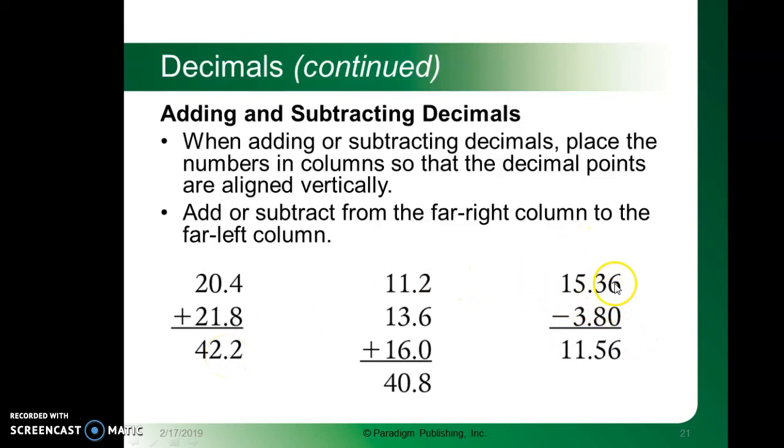Subtracting. So again, 6 minus 0 is 6. 3 minus 8. Since 3 is smaller than 8, we have to go to the 5 and ask for some help. So the 5 converts into 4, and the 3 converts into 13. So 13 minus 8 is 5. Now this is a 4. 4 minus 3 is 1. And then just bring that 1 down. And again, since you've already aligned your decimals, you're just bringing that decimal straight down.